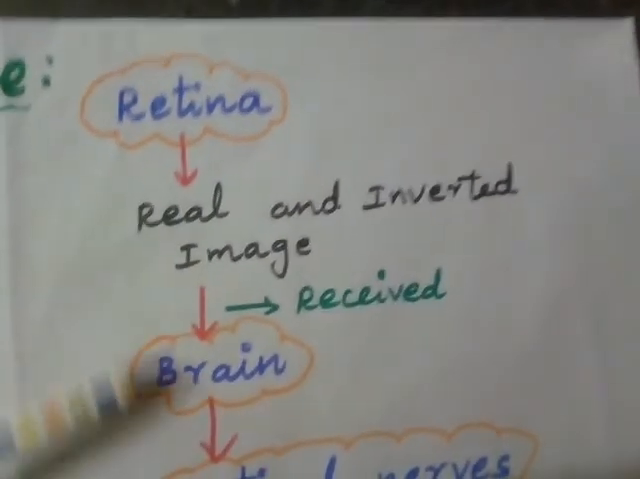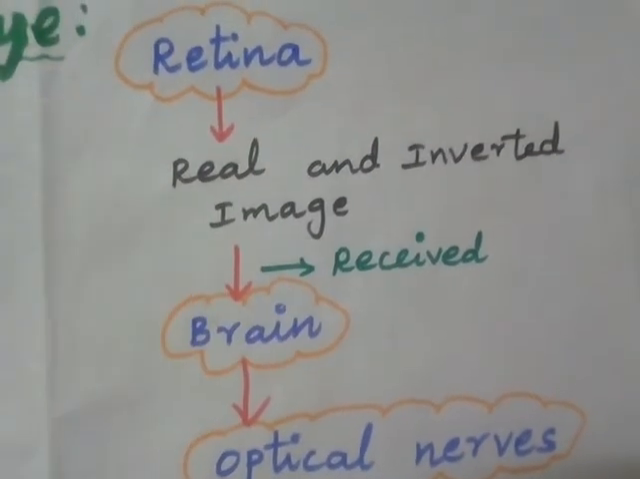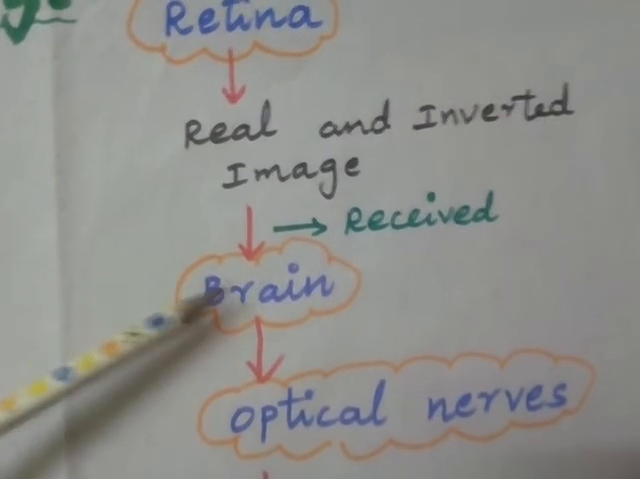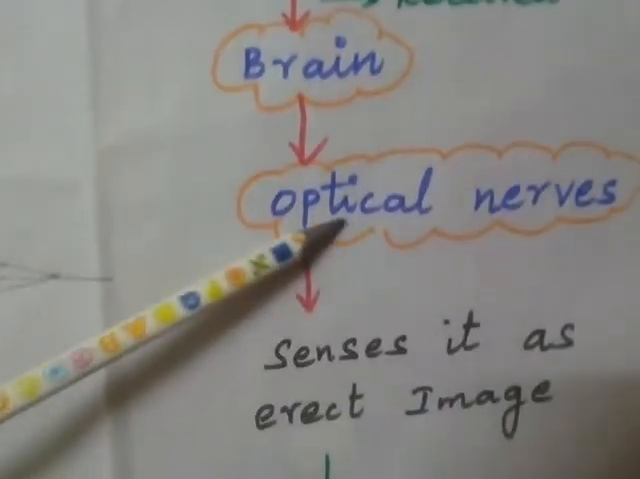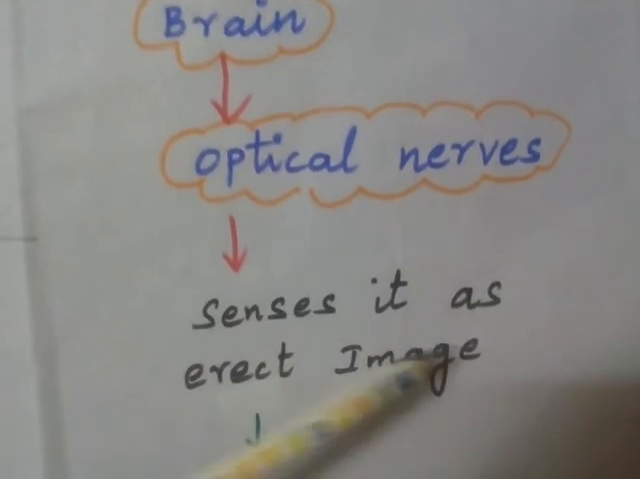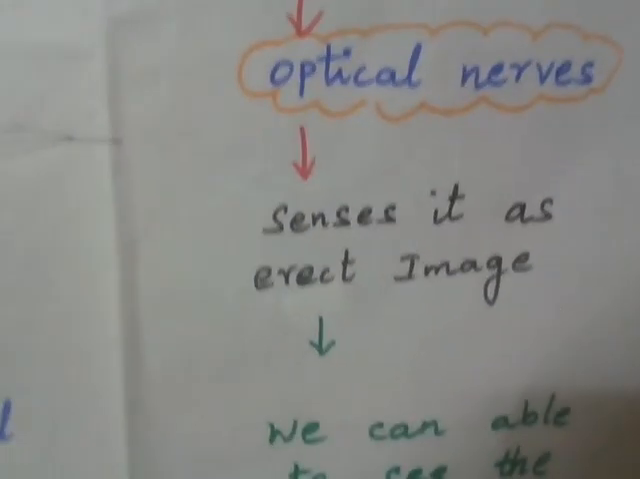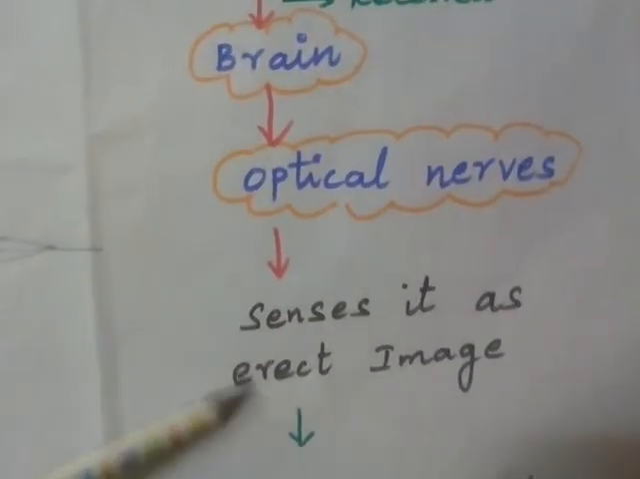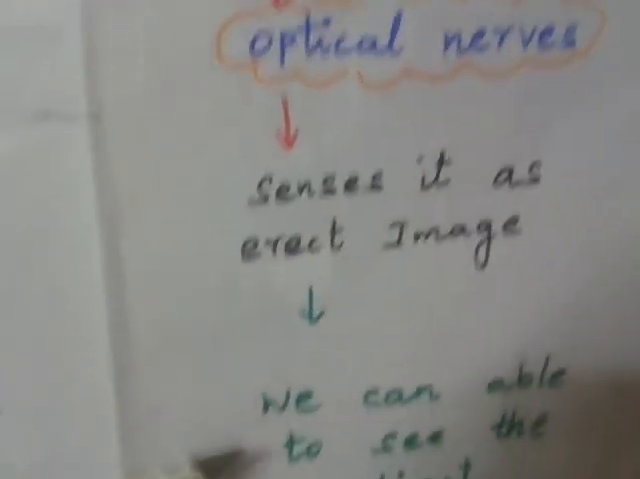The retina sends the real and inverted image to the brain. The brain receives the real and inverted image and passes it to the optical nerves. The optical nerves send it as an erect image. Erect image means the image is the same as the object. So the optical nerves give the signal to the human eye, and we are able to see the object.